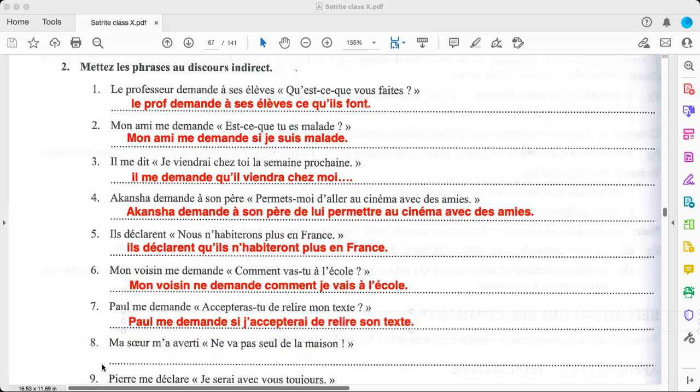Ma soeur m'avertit ne va pas seule de la maison. Ma soeur m'avertit. Now you will see what kind of sentence it is. This one is imperative. So you will write de. Then it's negative. After de, ne pas will come. Ne pas. Va is aller verb. You will write aller verb infinitive form seule de la maison.